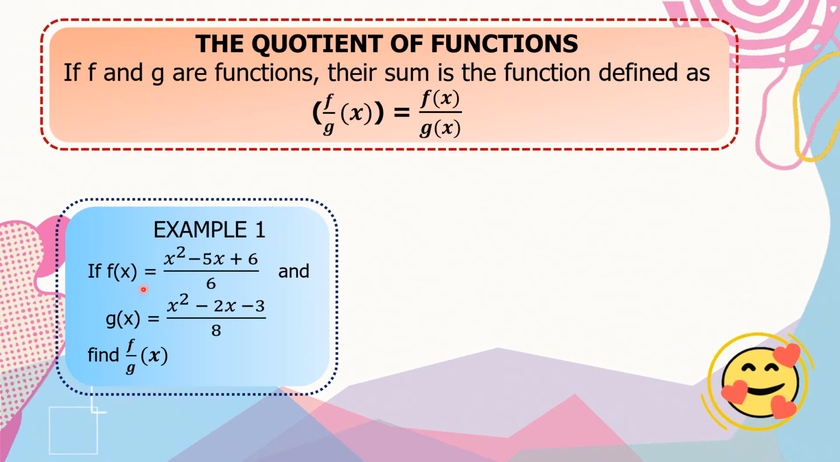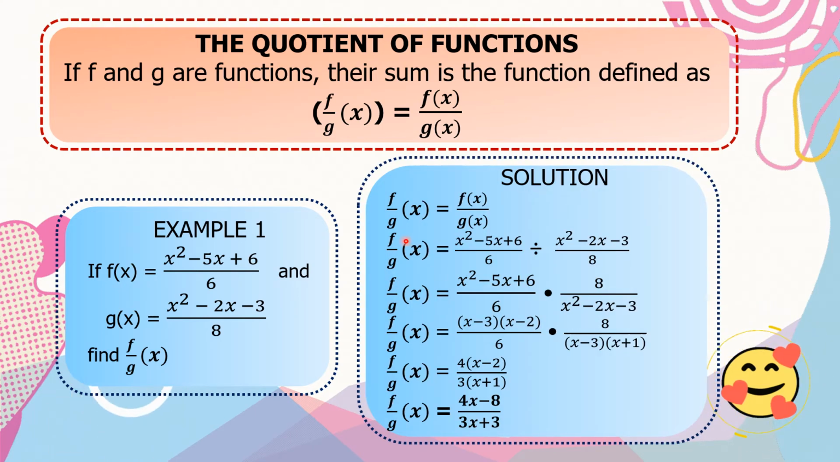If f of x is equal to x squared minus 5x plus 6 over 6 and g of x is equal to x squared minus 2x minus 3 over 8, find f over g or f divided by g of x. So, syempre, to solve this, kailangan muna natin ilagay ang formula. So, we have f over g of x is equal to f of x over g of x.